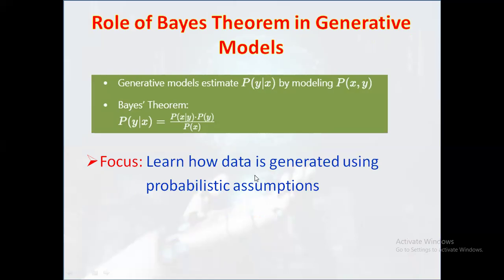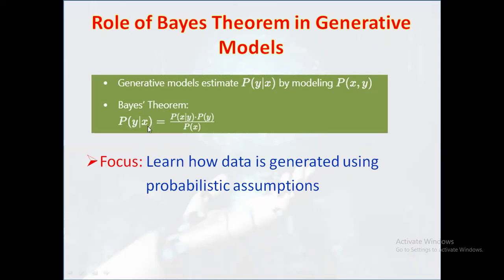Next, the role of Bayes theorem in generative models. The Bayes theorem plays a vital role in generative models. Generative models calculate P of y given x, the probability of the label given the input, by first estimating the joint probability, P of x, y, and applying the Bayes theorem. This approach contrasts with discriminative models that directly estimate P of y given x.